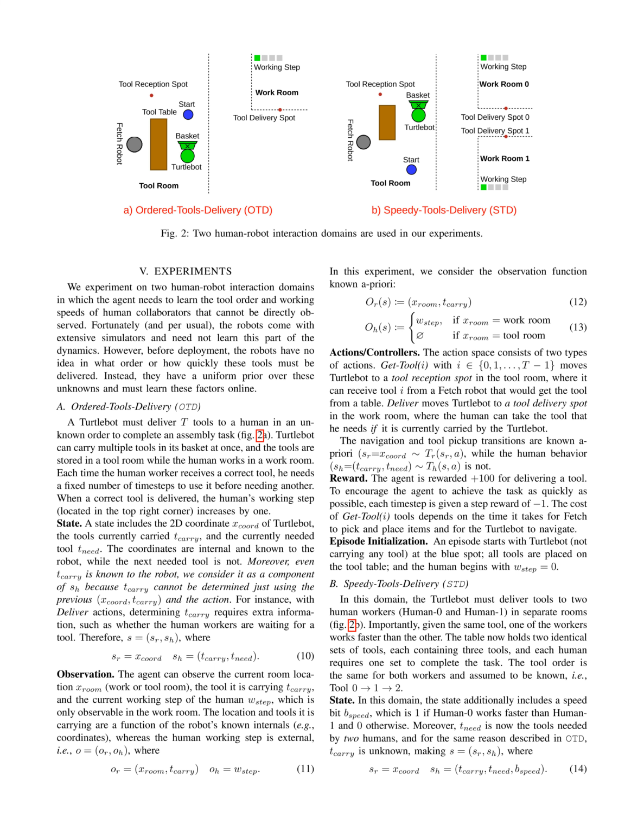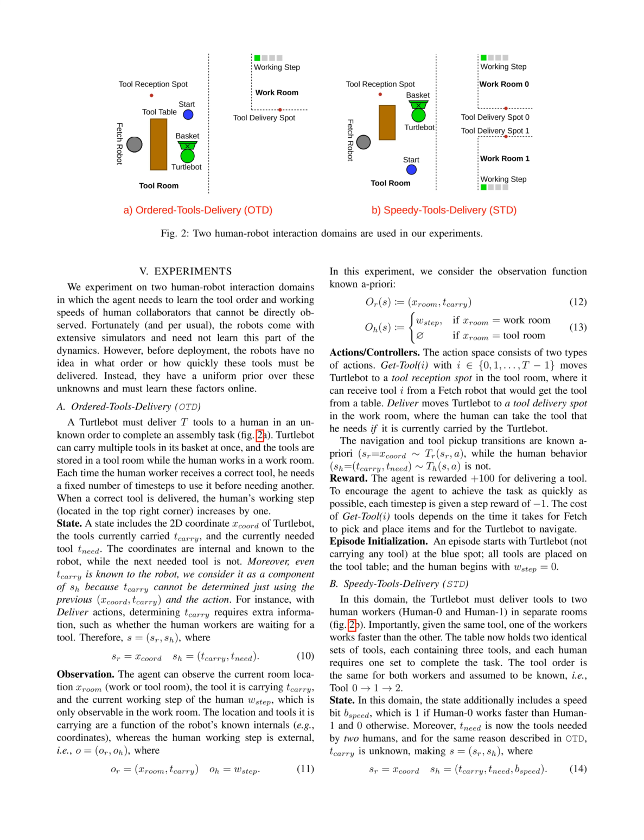Two human-robot interaction domains are used in our experiments. Experiments. We experiment on two human-robot interaction domains in which the agent needs to learn the tool order and working speeds of human collaborators that cannot be directly observed. Fortunately, the robots come with extensive simulators and need not learn this part of the dynamics.